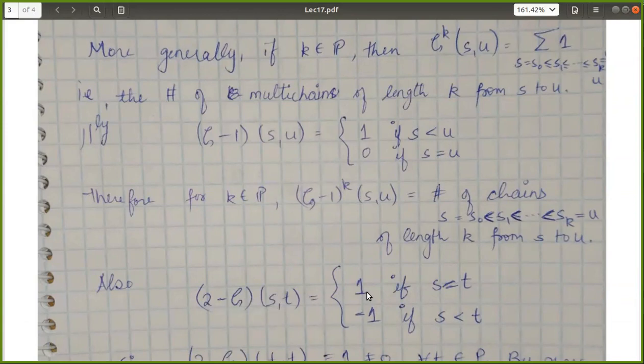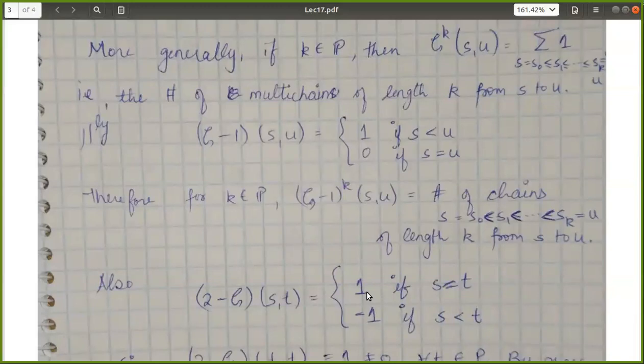Okay. So does the function 2 minus zeta, which we have seen in the incidence algebra, vanish for any interval of the poset? These are the only intervals: for any interval, S is less than or equal to T. Right. So it can't vanish.